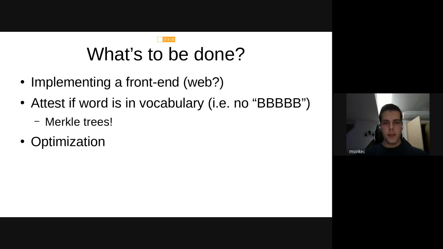But what remains missing is a front end, maybe a web front end to actually let regular people play the game. And also, what we didn't implement yet is, within the proof, the attestation that the word is actually in the vocabulary. Because we have 2,300 words in total, a way we could implement that is to build a Merkle tree of this whole vocabulary, and then the server would make a Merkle proof that the word is actually in this vocabulary.